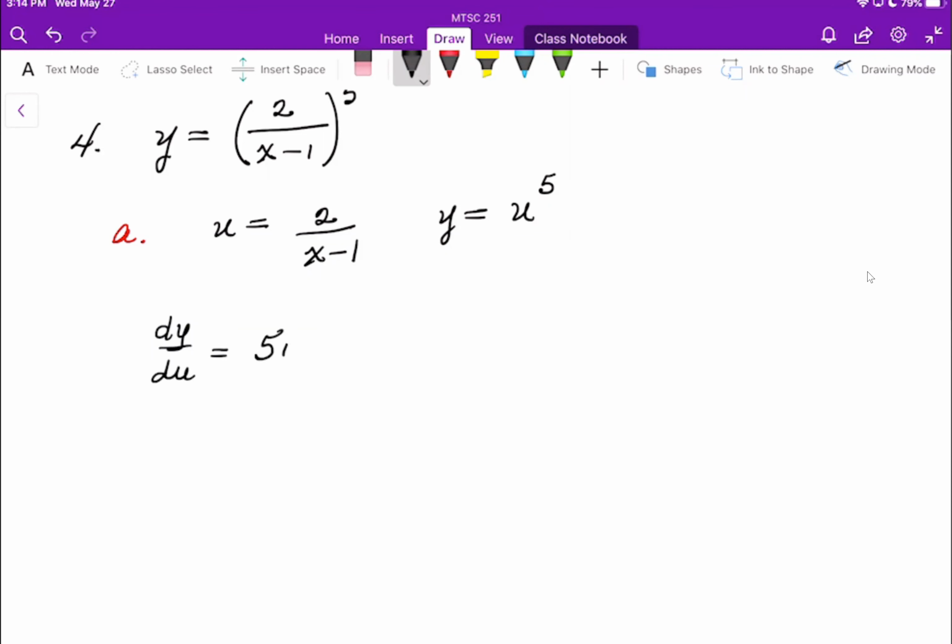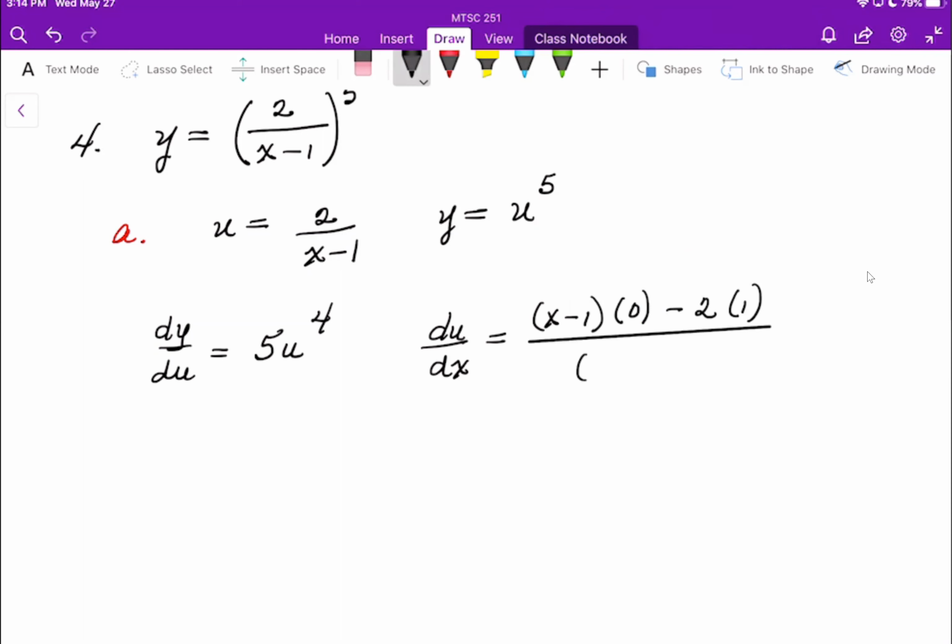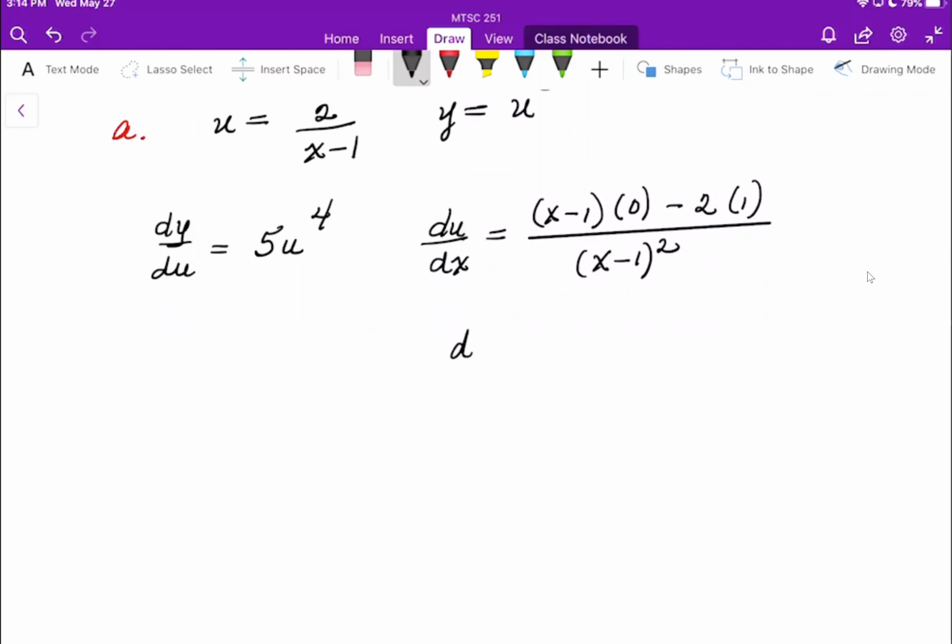So that's 5u to the 4th. And now we need du/dx, which is the bottom times the derivative of the top, which is 0, minus the top, which is 2, times the derivative of the bottom, which is 1, all over the bottom squared, which is (x - 1) squared. So now we get du/dx is negative 2 over (x - 1) quantity squared.